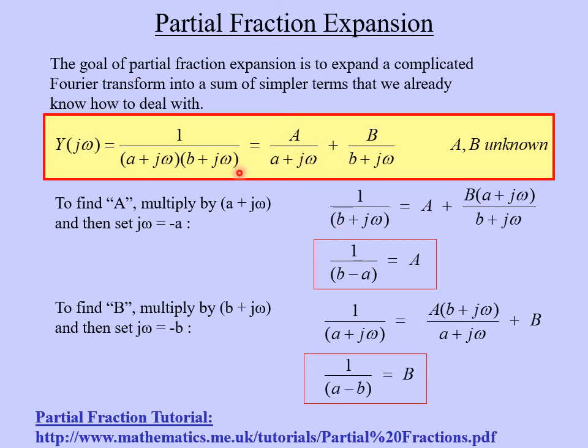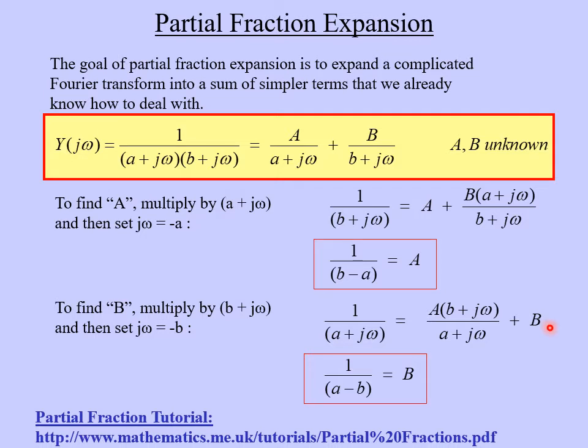And then we can go back to this and repeat the process to find what uppercase B is. So to find what uppercase B is, we're going to first multiply every term by little b plus j omega. Okay, and so when I do that over here on the left side, notice it's going to cancel out this (b plus j omega) on the bottom. And that's going to give us this, 1 over (a plus j omega). On the right side, the first term is going to pick up that (b plus j omega) term, and then of course the second term on the right is going to be the uppercase B all by itself, which is what we want.